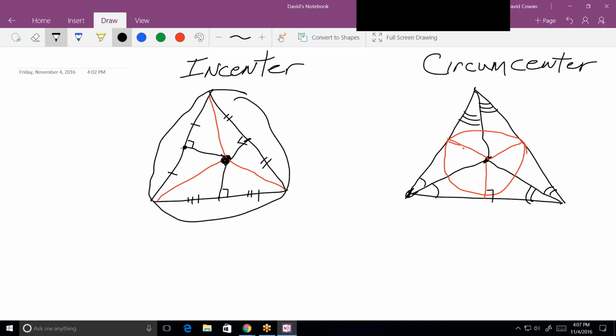If you want a triangle that can be inscribed inside of a circle, then you need the center of that triangle to be equidistant from the vertexes. But if you want a triangle that can have a circle inscribed inside of it, then you want a center that's equidistant from the sides of the triangle when measured on a perpendicular.